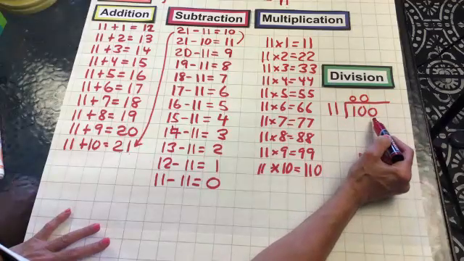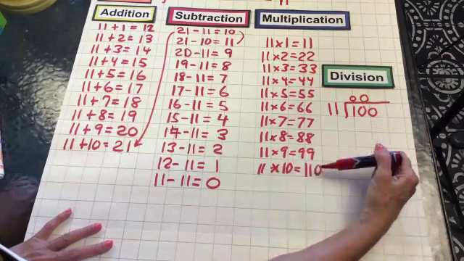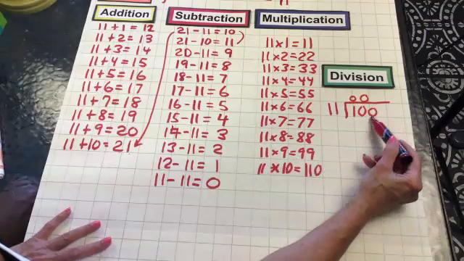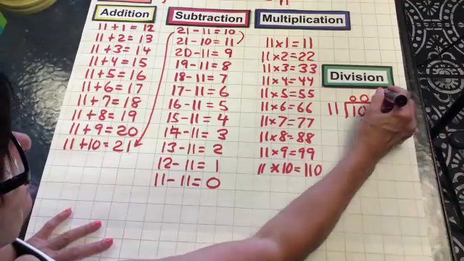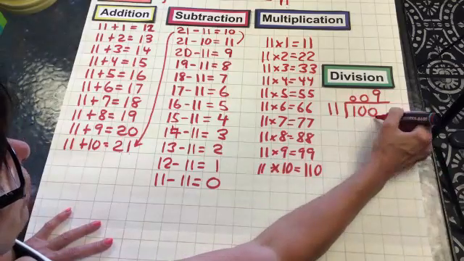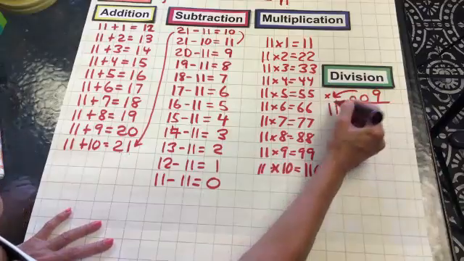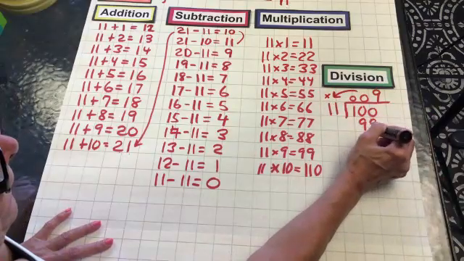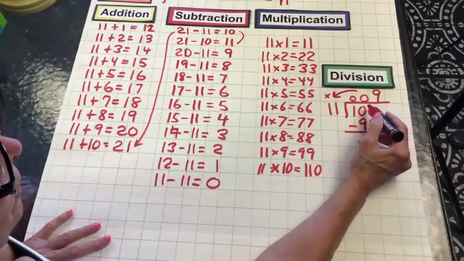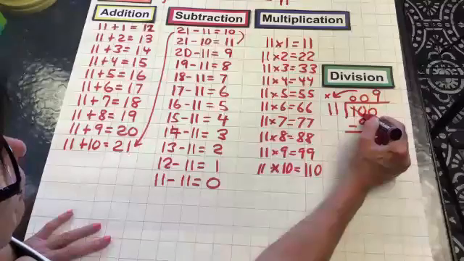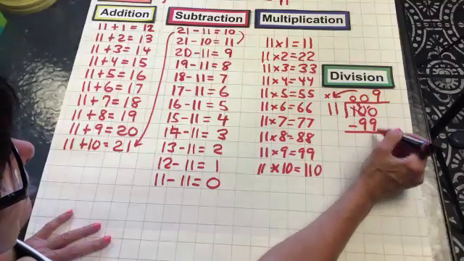Now we got 100. Let's look down here at our multiples. Well, 10 times 11 is 110. This is just 100. So we're going to go with 9. 11 goes into 100 nine times because 9 times 11 is 99. We're going to subtract that out. And of course, we need to borrow. So we're going to borrow from the 10, leaving 9 here, making that 10.